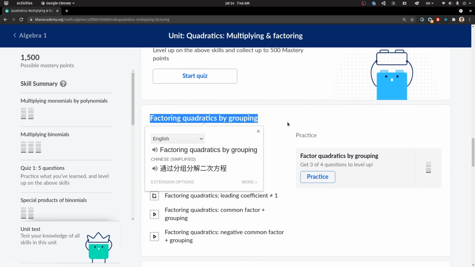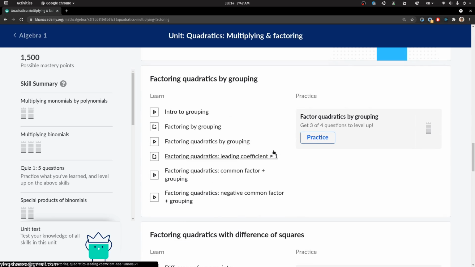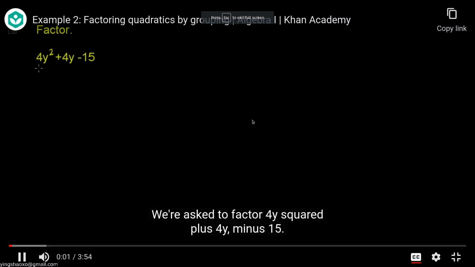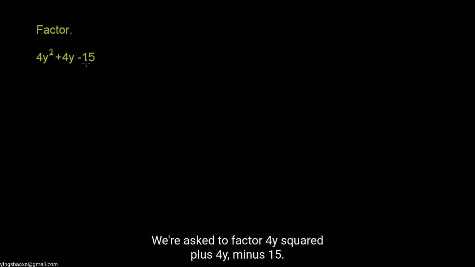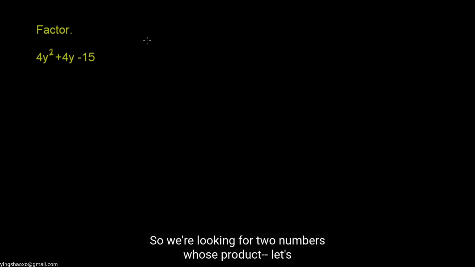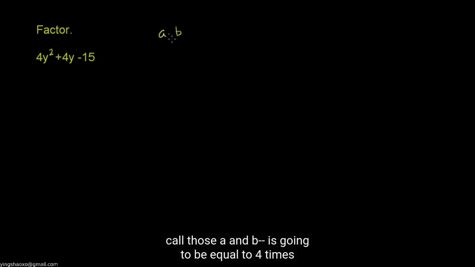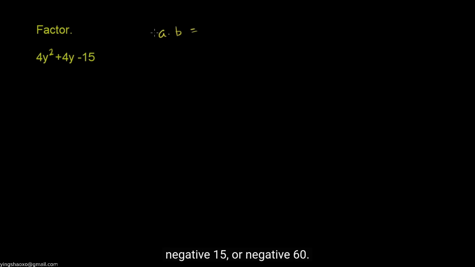Factoring quadratics by grouping. Let me get into it. We're asked to factor 4y squared plus 4y minus 15. And whenever you have an expression like this, where you have a non-1 coefficient on the y squared, or on the second degree term, it could have been an x squared, the best way to do this is by grouping. And to factor by grouping, we need to look for two numbers whose product is equal to 4 times negative 15. So we're looking for two numbers whose product, let's call those a and b, is going to be equal to 4 times negative 15.